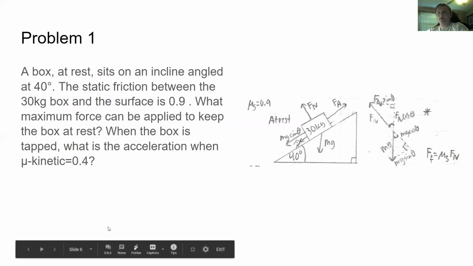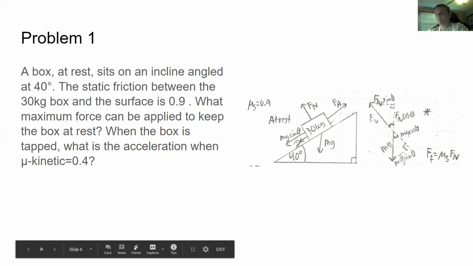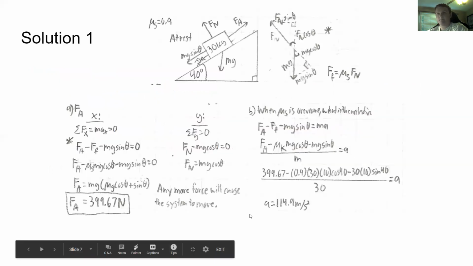So here we go. Problem 1. A box at rest sits on an incline at 40 degrees. Static friction between the 30 kilogram box and the surface is 0.9. What maximum force can be applied to keep the box at rest? When the box is tapped, what is the acceleration if mu kinetic is equal to 0.4? Here's a brief diagram of what I wrote.